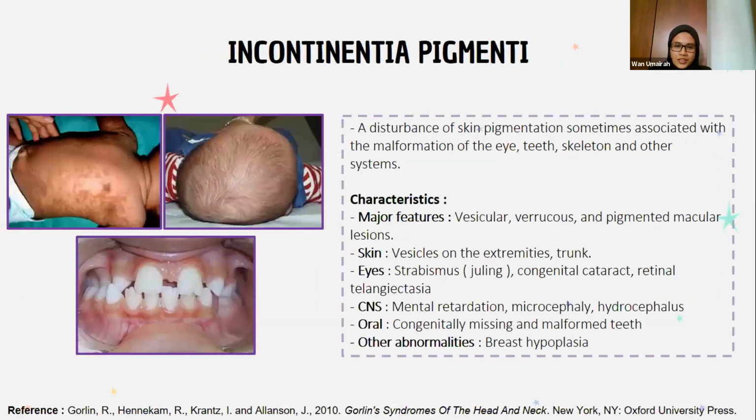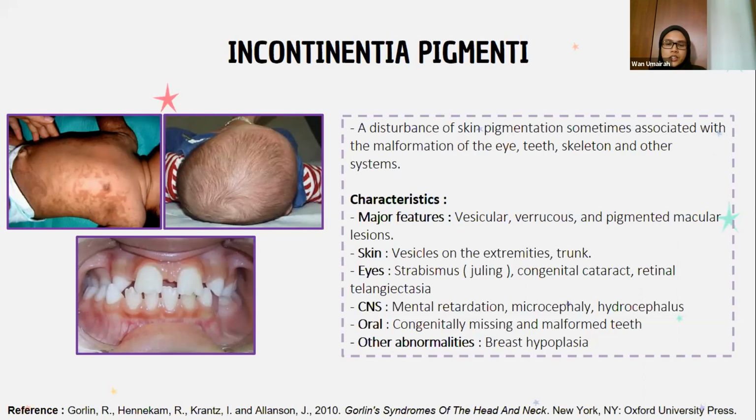Next, we go to incontinentia pigmenti. It is a disturbance of skin pigmentation and sometimes associated with malformation of the eye, teeth, skeleton, and other systems. Some of the major features can include vesicular and pigmented macular lesions. For the skin, they will have vesicles on the extremities and trunk, but sparing the face. And for the eyes, they can have strabismus, congenital cataract, and retinal telangiectasia.